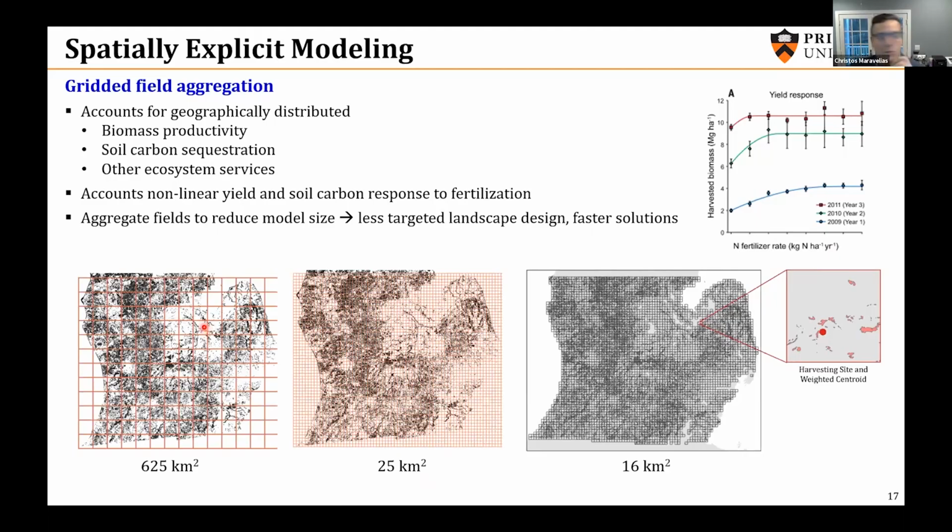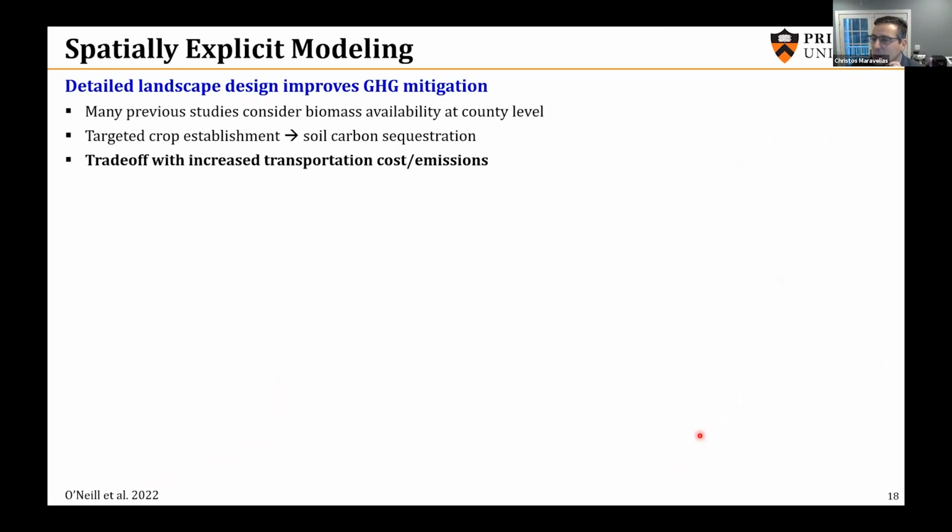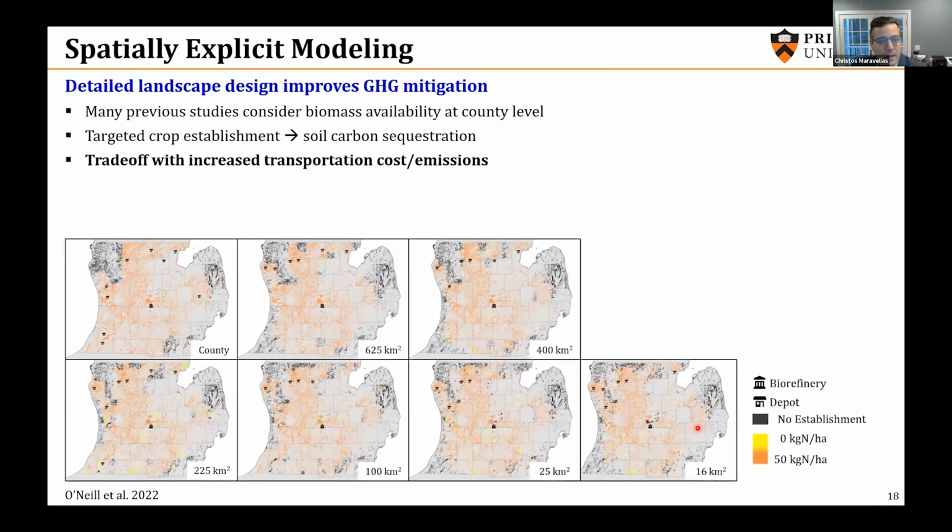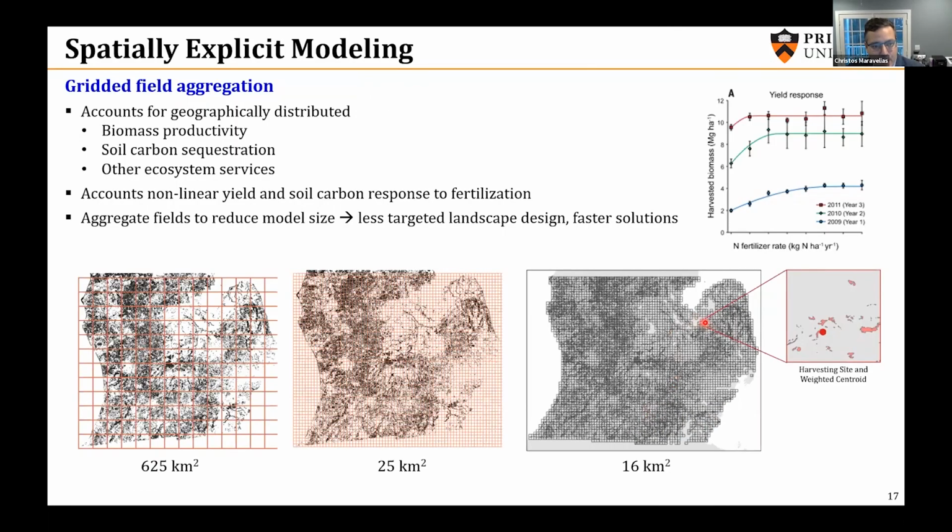So this would be the grid. The black dots in this map of the state of Michigan mark land that can be used; what is white outside is lakes, and this is another state. But we cannot work at this level of detail, so we are using different grids, from 625 square kilometers down to 16 square kilometers. And even if we go down to the 16 kilometer resolution, only a small fraction of a pixel has marginal land.